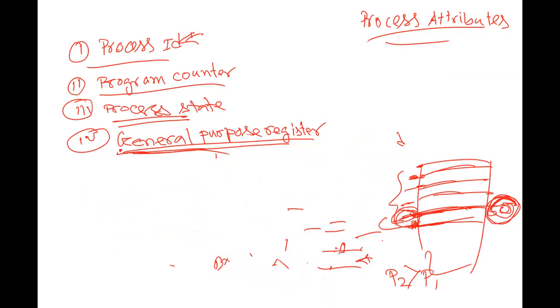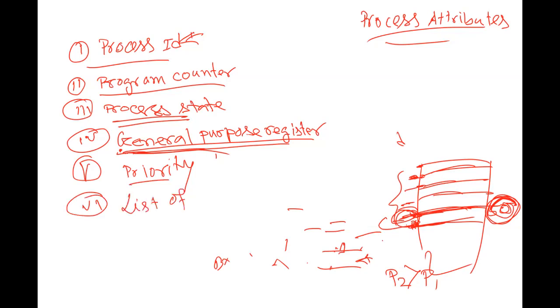What is another attribute? Let's say the next attribute is priority. You know about priority. Priority is nothing but the relative importance compared to other processes running on the system. If priority is high for this process, it will be scheduled, and if it is low, then it will be preempted by the CPU. This is another attribute of a process: priority.